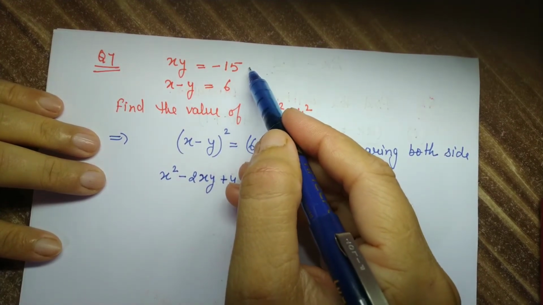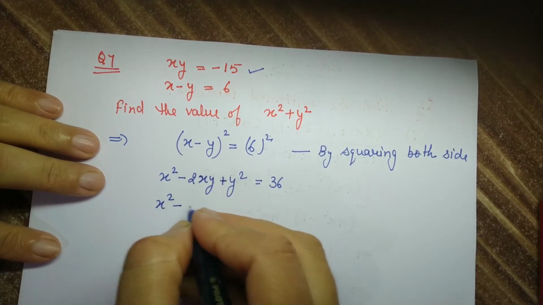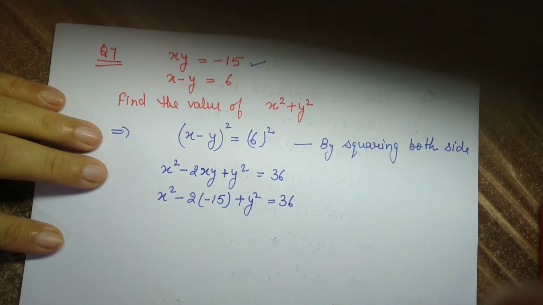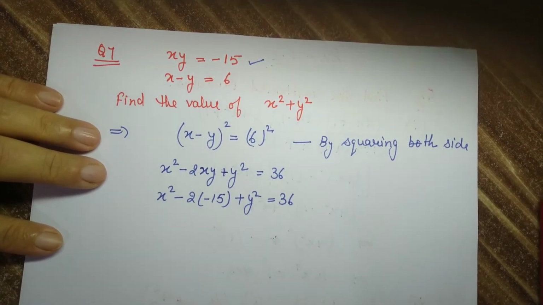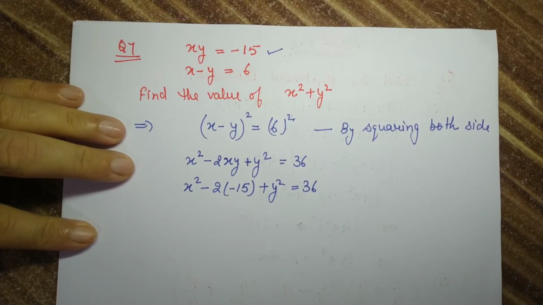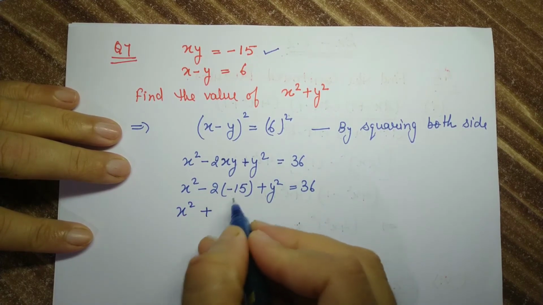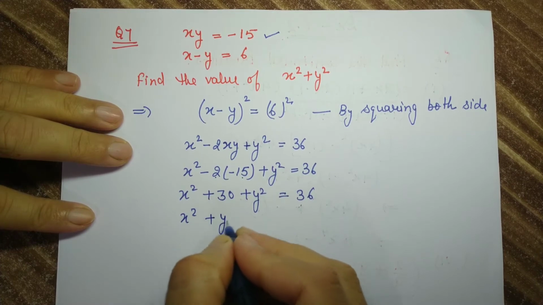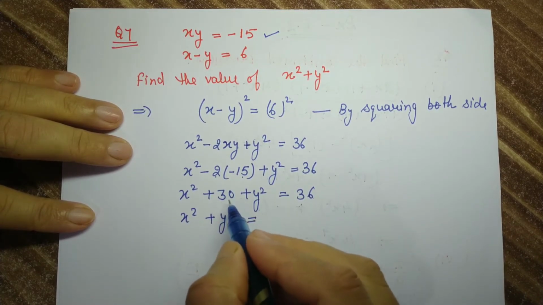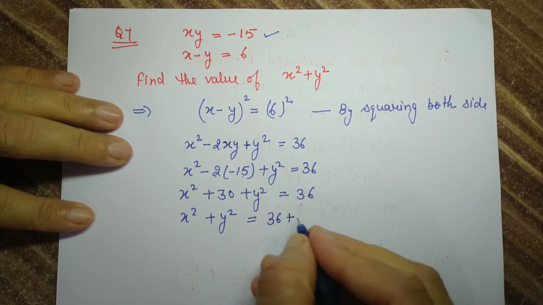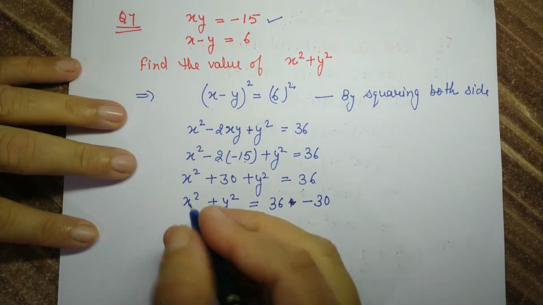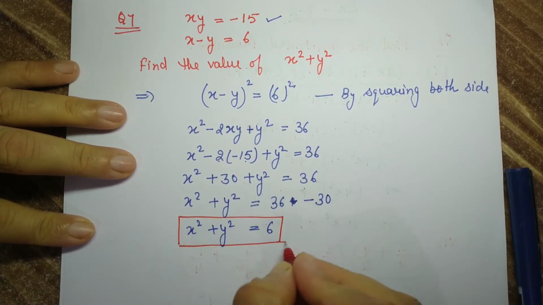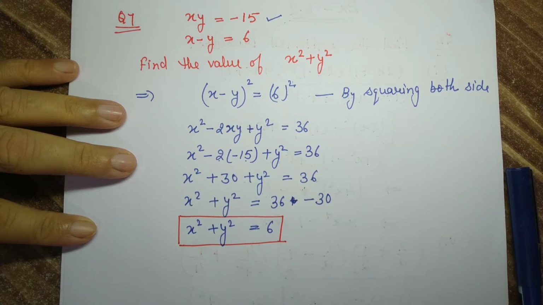They have already given the value of xy, so we will put the value of xy. The value of xy is -15, so x² - 2(-15) + y² = 36. Minus minus becomes plus, 15 times 2 is 30, so x² + 30 + y² = 36. x² and y² will remain here, and we transfer this 30 to the other side of the equation. Here it is positive, after shifting to the other side it converts to negative. Now x² + y² = 6. Since we only have to find this value, the value of x² + y² is 6.